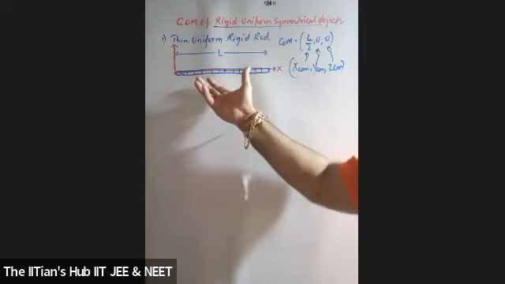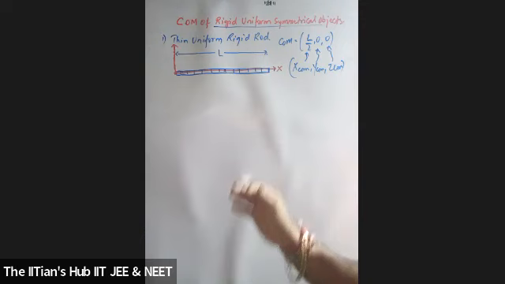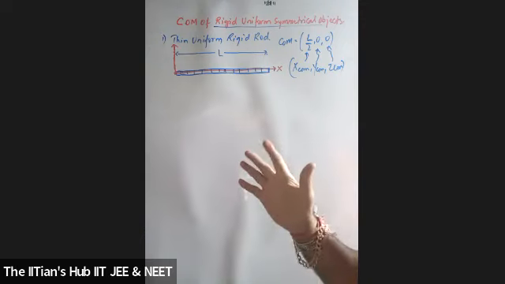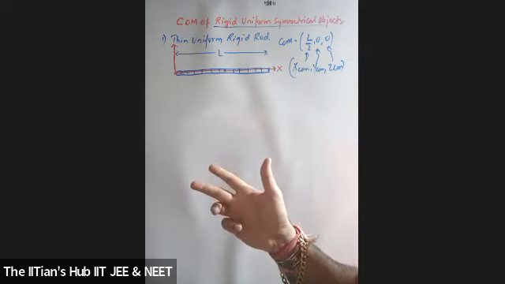Of length L. I want to find out the center of mass of such a rod we consider. So before going for it, students, let us see how the mass is distributed. Do keep in mind, whenever we speak about distribution of mass, the distribution can be along the length, along the area, along the volume.